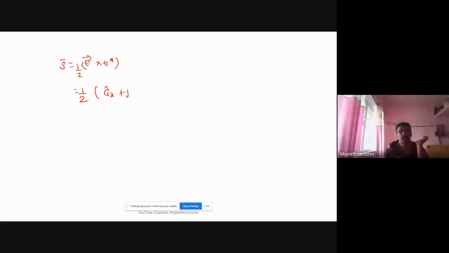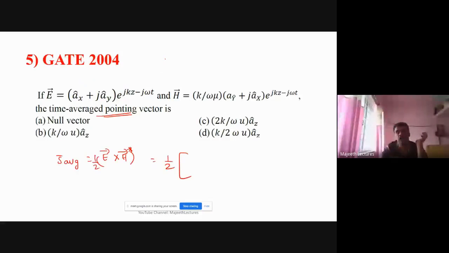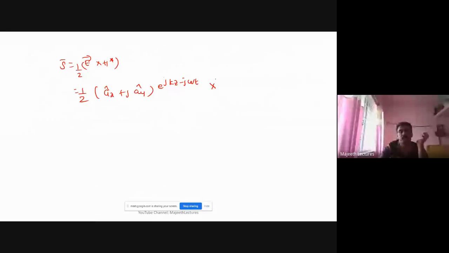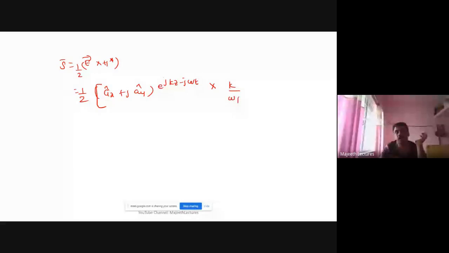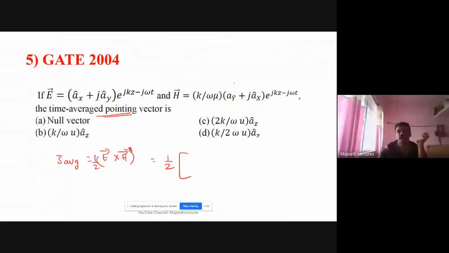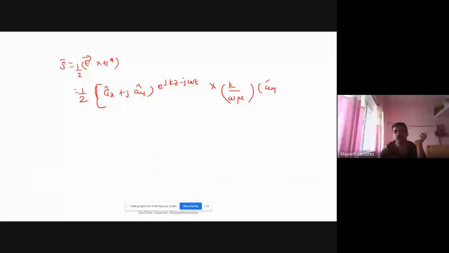Then the H star term is k by ωμ times (Ay + jAx) e^{j(kz - ωt)}. So e^{j(kz - ωt)}, here it is star, that is the conjugate. So minus j, plus jωt.